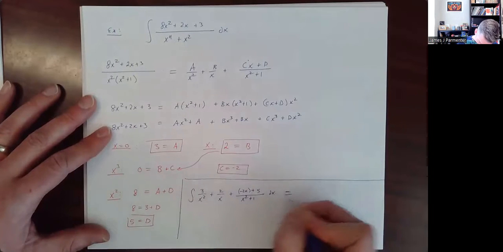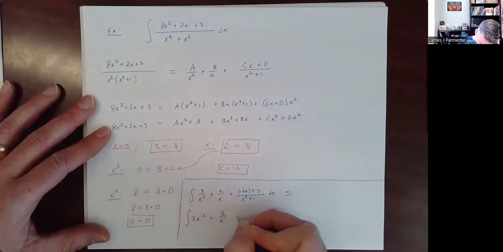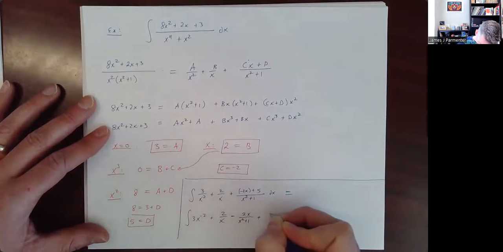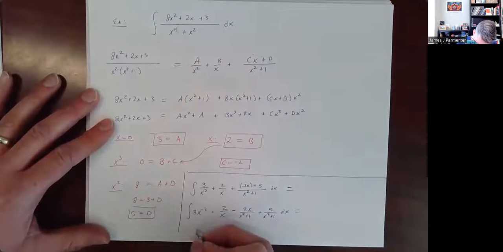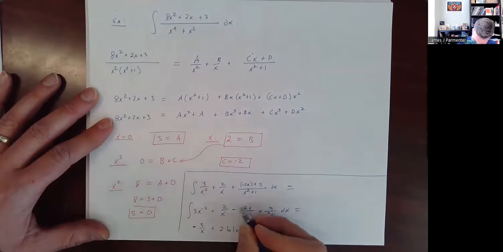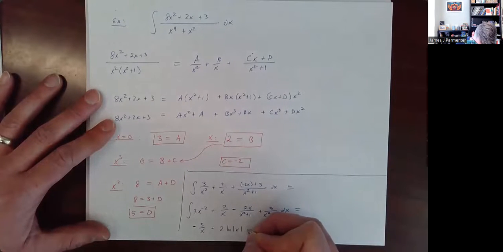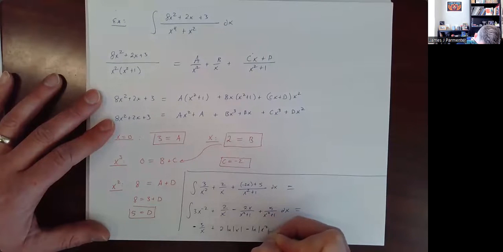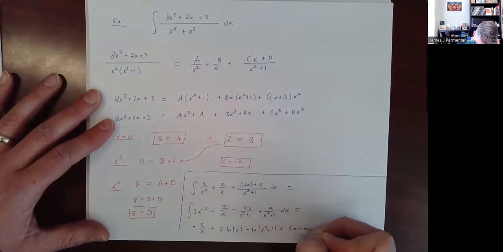First I'm going to write this as 3x to the -2 plus 2 over x, and then a minus 2x over x squared plus 1, and a plus 5 over x squared plus 1. That's going to equal 3x to the -1 over -1, or -3 over x, plus 2 natural log of the absolute value of x. The integral of 2x over x squared plus 1 is a quick u-substitution: it's going to be the natural log of the absolute value of x squared plus 1. And the integral of 5 over x squared plus 1 is going to be 5 arc tangent of x.